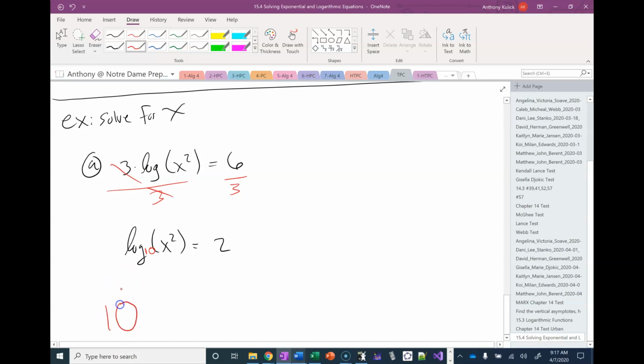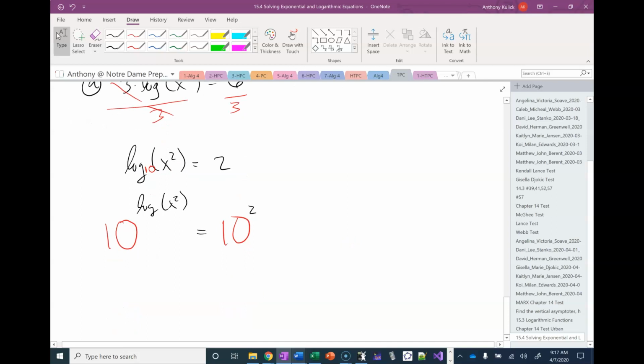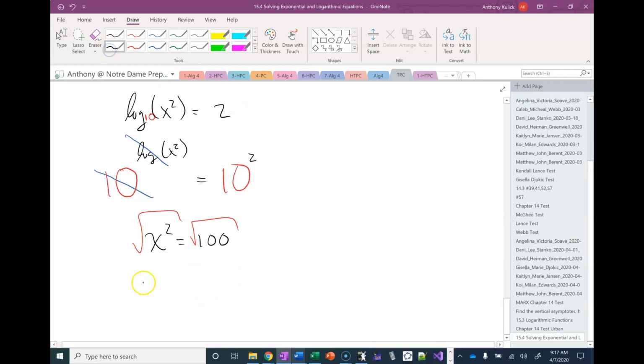So what I'm going to do is I'm going to do the exponent base of 10 to both sides. And now I'm writing the 10s comically large because I don't want you to confuse this 10 with a multiplying by 10. This is an exponent base of 10. That's a very important distinction. So those are going to cancel, leaving me with x squared is equal to 100. And I can then just square root both sides to get x equals plus or minus 10.